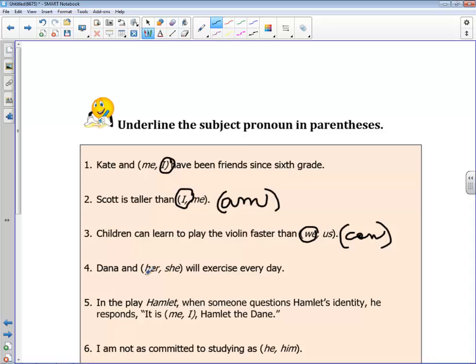Dana and her will exercise every day. All right, just don't even worry about this Dana and. Try to read the sentence. Her will exercise every day? No. She will exercise every day, so it's she.